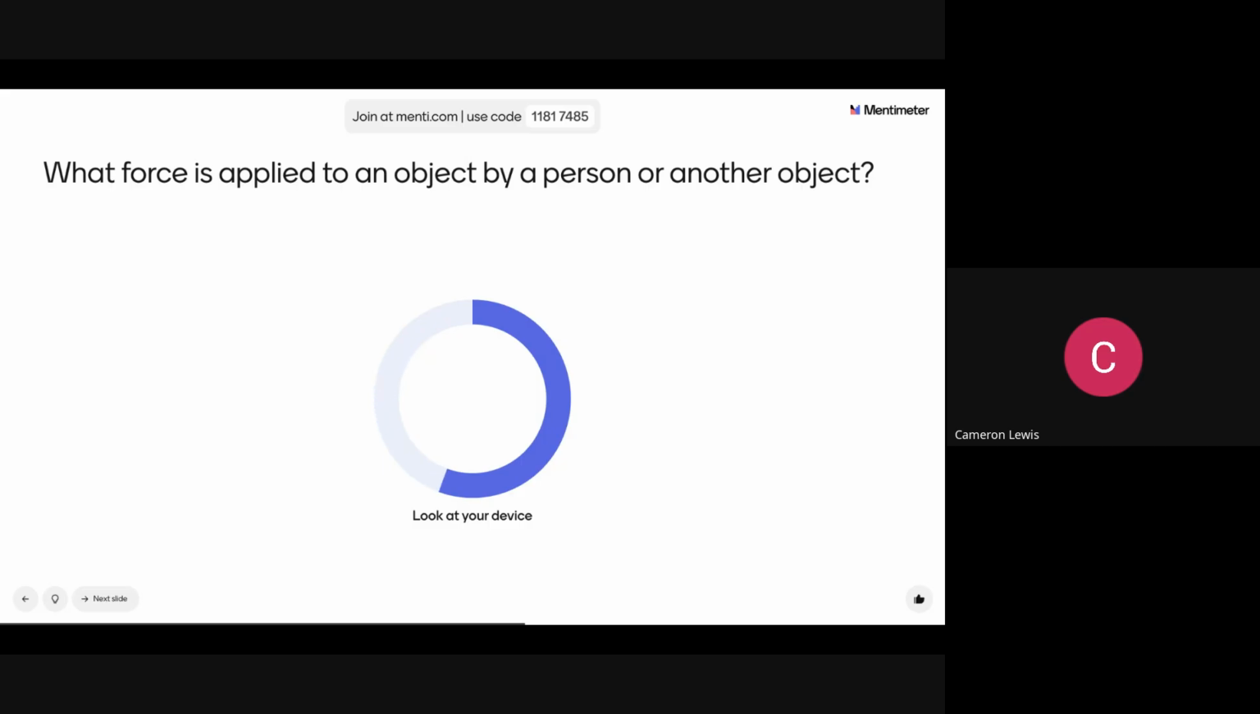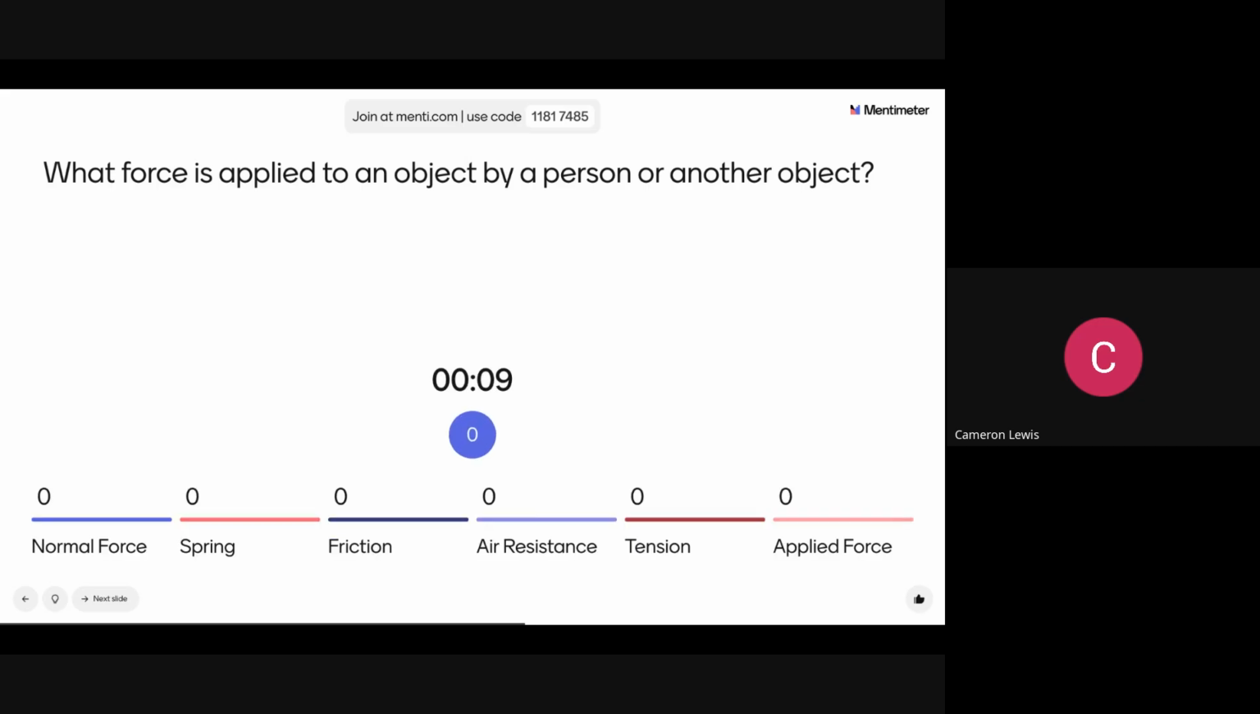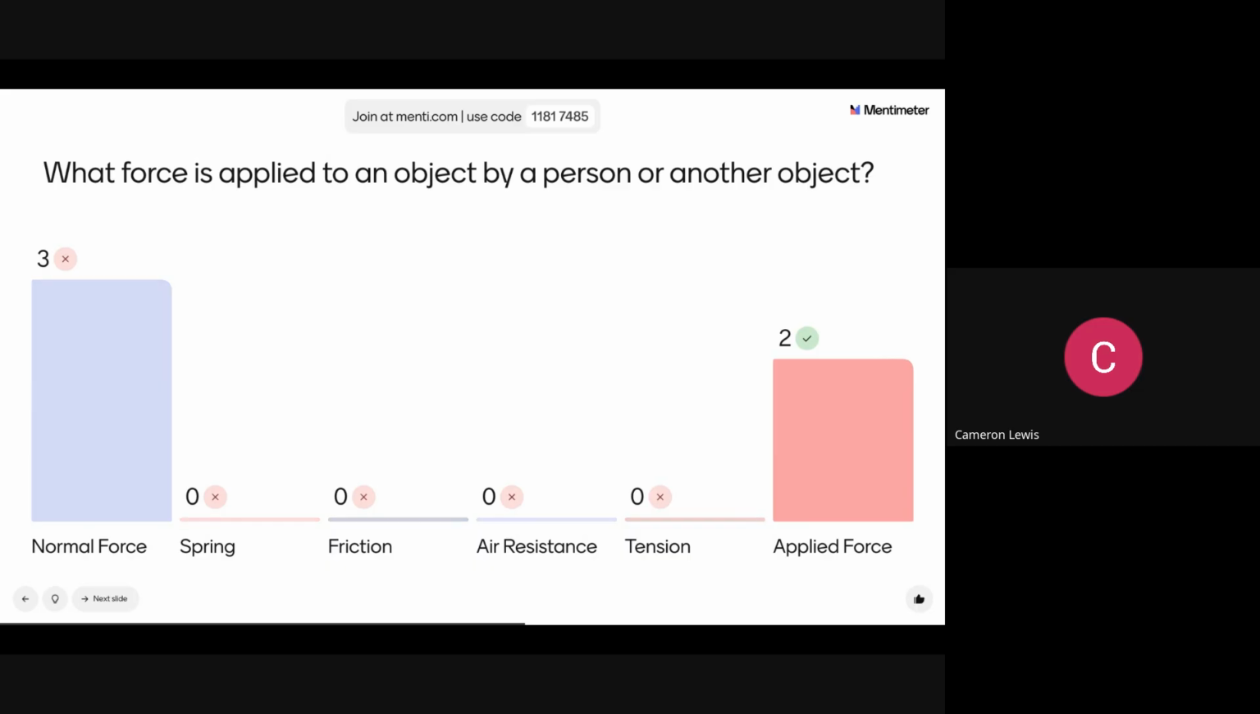What force is applied to an object by a person or another object? Applied force. It's in the definition. Applied push or pull from one person or object to another object. That's applied force.